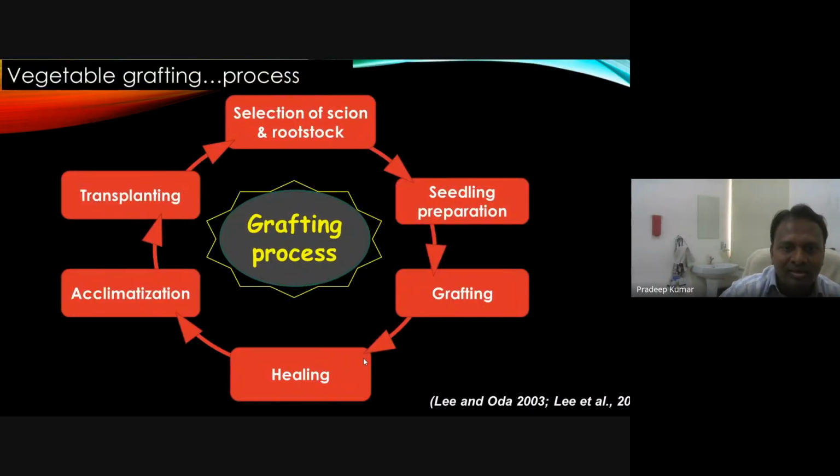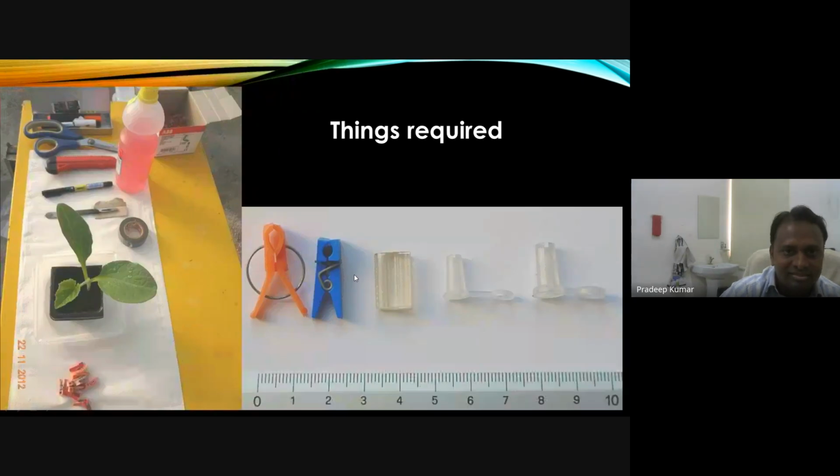And this is a general grafting protocol. Selection of scion and rootstock means graft combination. Once scion and rootstock are selected, based on the compatibility, they are sown. The seeds of both the scion and rootstock are sown separately, and then grafting is done, followed by healing, acclimatization, and transplanting. These are the things required: grafting clips, different clips for different crops, some sanitizers, and a blade like this.